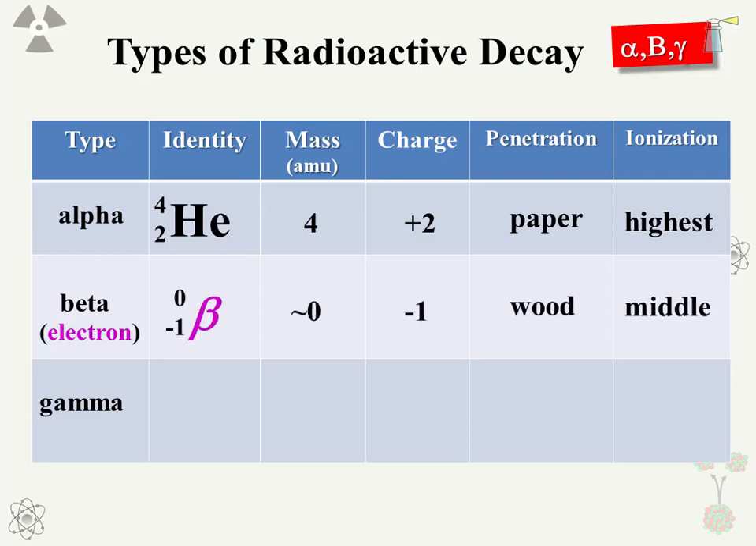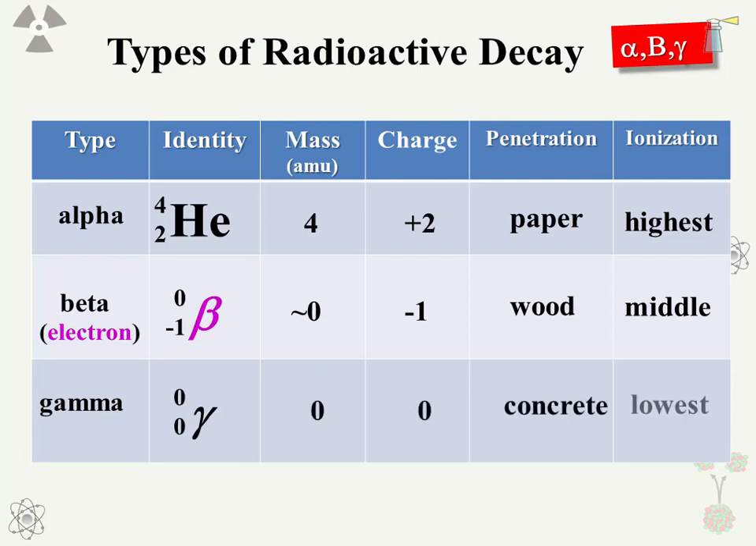Beta decay is when a nucleus throws an electron. That's usually when a neutron splits into a proton and an electron. With essentially no mass and a charge of -1, it can penetrate a wood plank, and has about a tenth the ability of forming ions as the alpha particle.